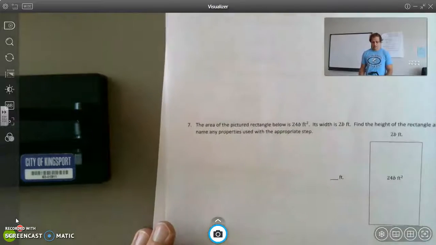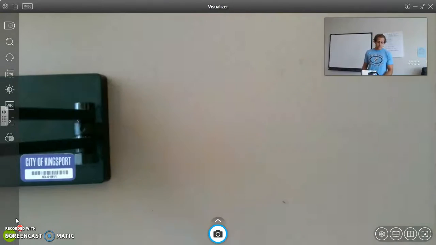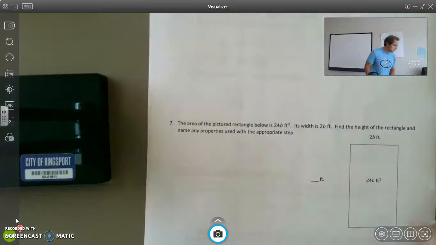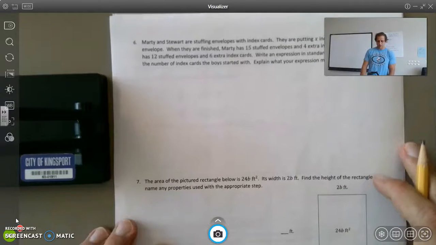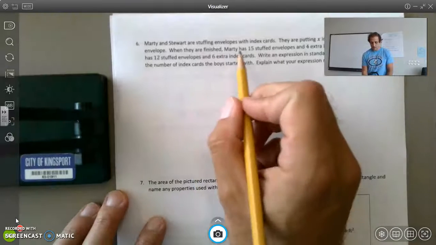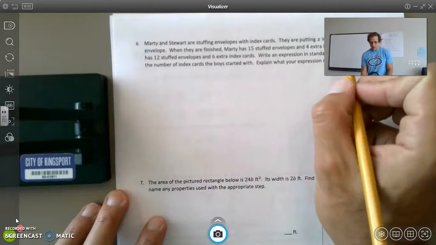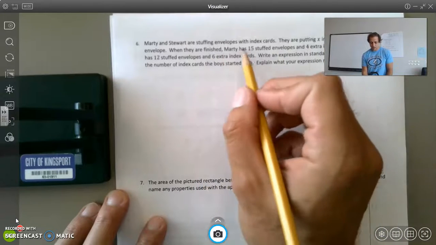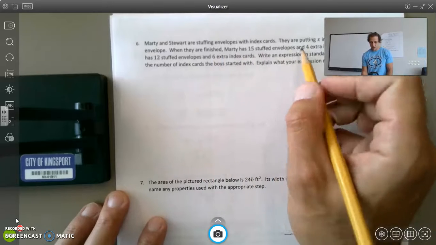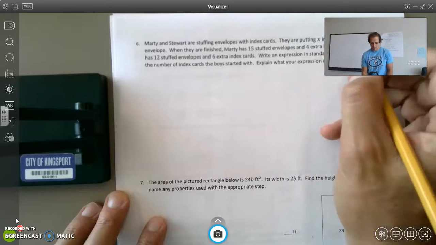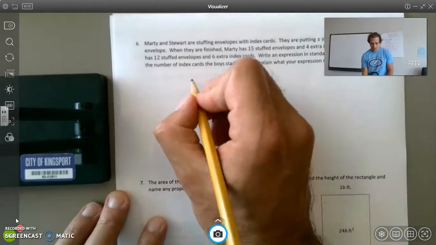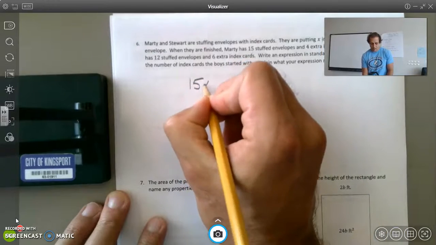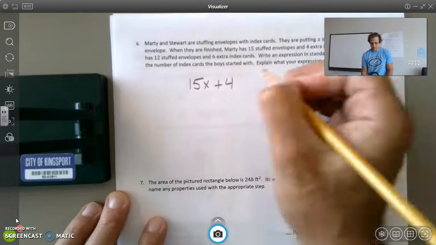Okay, let's take a look at the last two problems here. We've got some word problems. We need to check very quickly on our time. Got 2 minutes, so let's run through these pretty quick. Marty and Stuart are stuffing envelopes with index cards. They put X index cards in each. Marty has 15 stuffed envelopes and 4 extra index cards. So there's X index cards in each envelope. If he stuffs 15 envelopes, that's 15X plus 4.